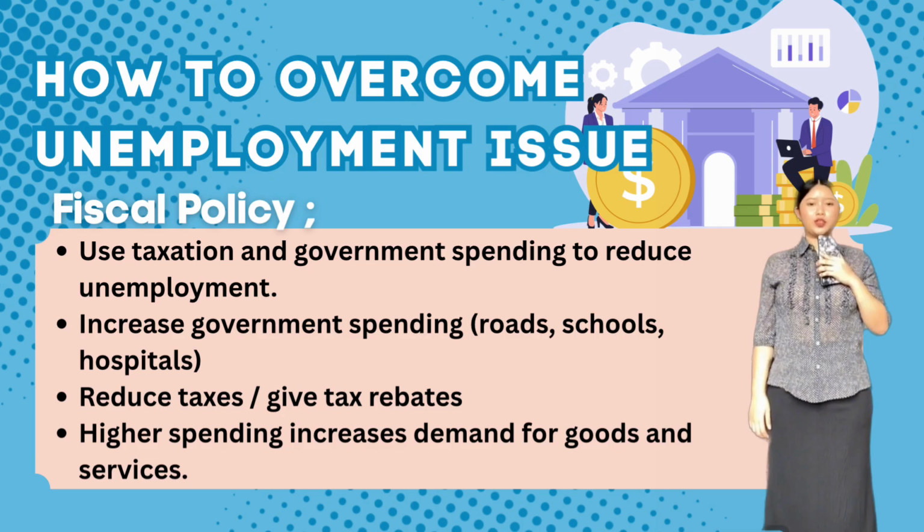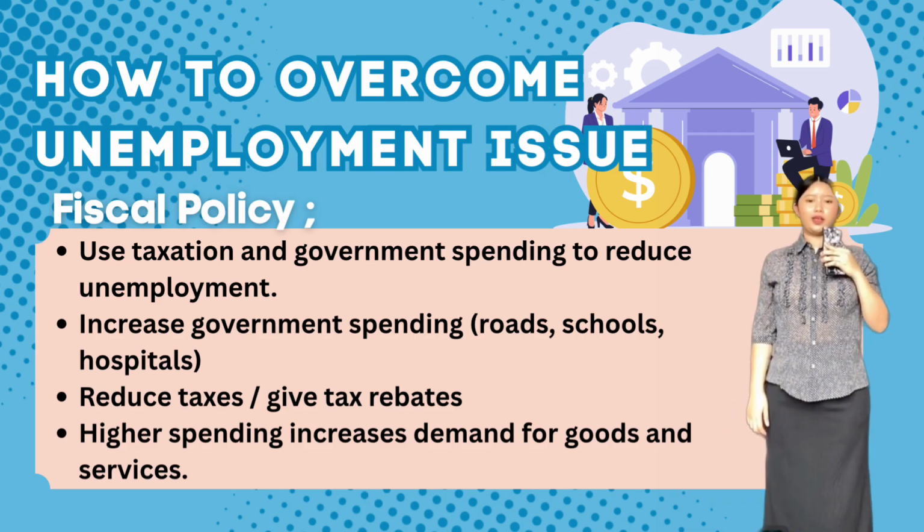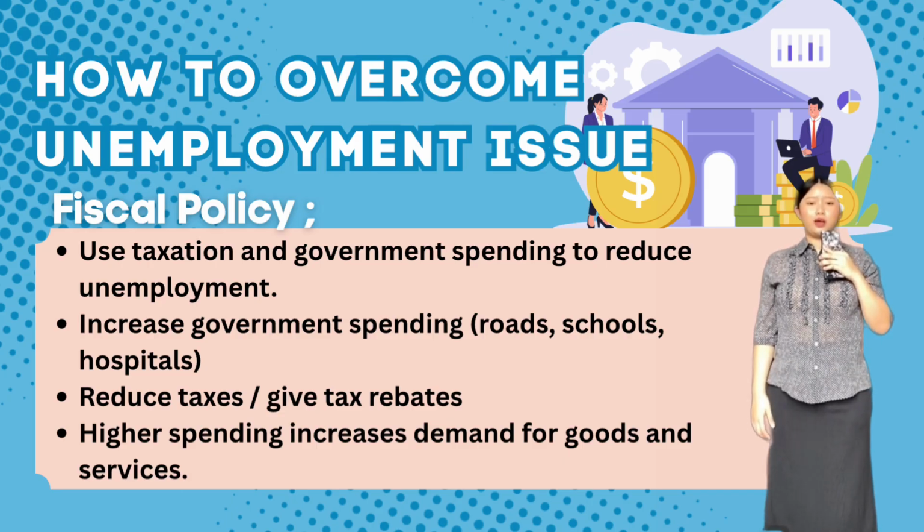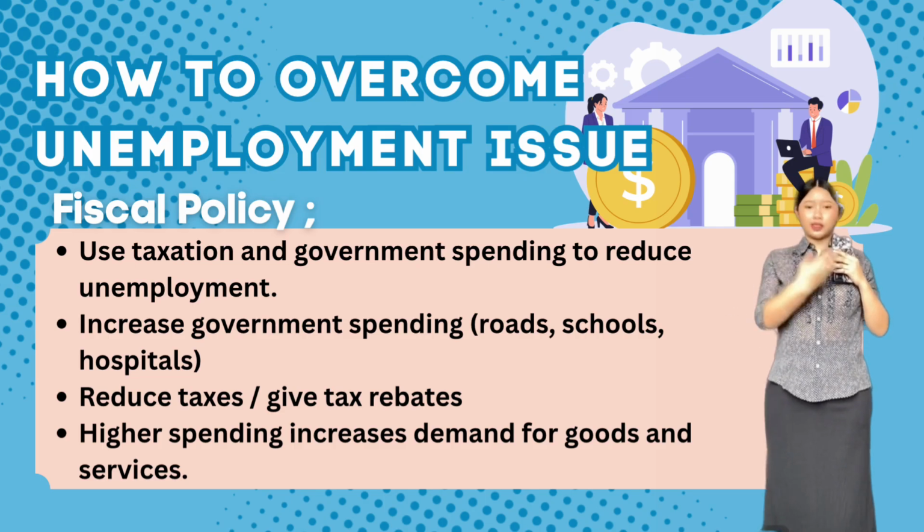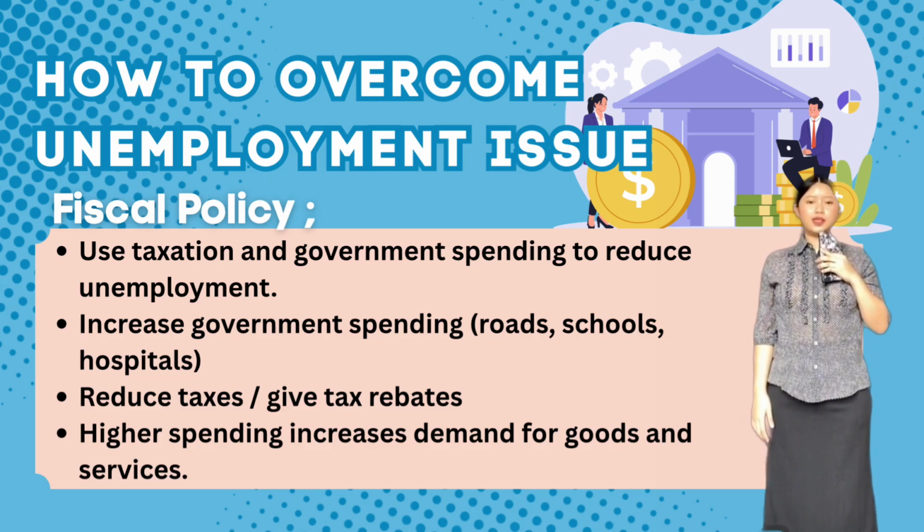the government usually adopts expansionary fiscal policy, which includes, firstly, increasing government spending on projects such as roads, schools, and hospitals, and also reducing taxes and providing tax rebates and transfer payments. When taxes are lowered, people have more disposable income to spend. At the same time, higher government spending will create more jobs and increase demand for goods and also services. As a result, businesses expand production and hire more workers, which helps to reduce unemployment.